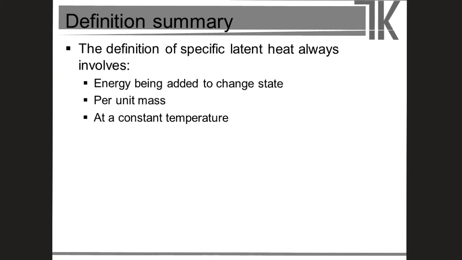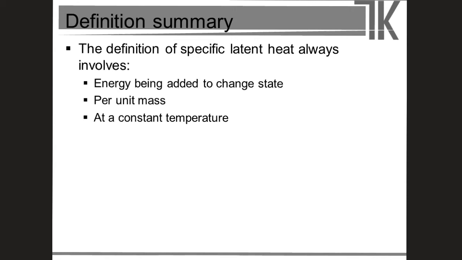Now, most of the time I tell you guys not to memorize definitions. This is one of the times that I'm going to say, if you want to memorize it, you can, or if you want to use it from the equation, you can. But if you're going to do it from the equation, there's a few things to remember. So our definition of specific latent heat, regardless of fusion or vaporization, always is dependent on that equation. It's energy added to change state per unit mass, or per 1 kilogram, at a constant temperature.